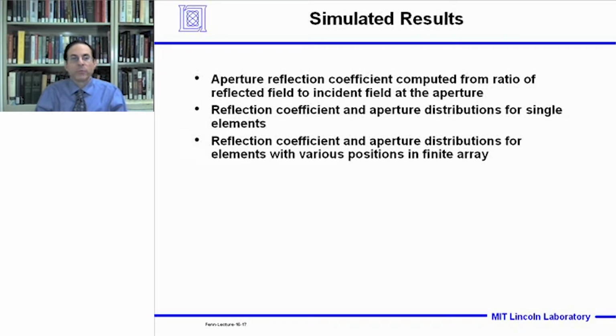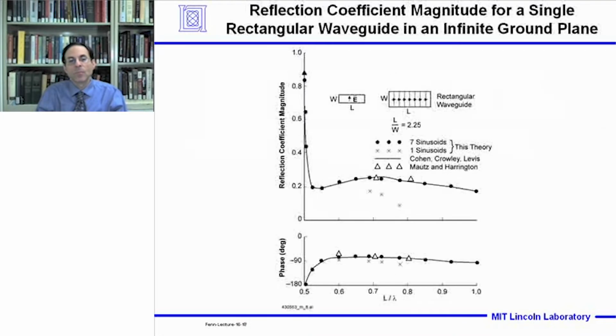So in the simulated results, the aperture reflection coefficient is computed from the ratio of the reflected field to the incident field at the aperture. And reflection coefficients and aperture distributions are shown for single elements initially, and then reflection coefficients and aperture distributions for elements with various positions in the finite array and different scan angles are shown. So let's start with a single rectangular waveguide element in an infinite ground plane.